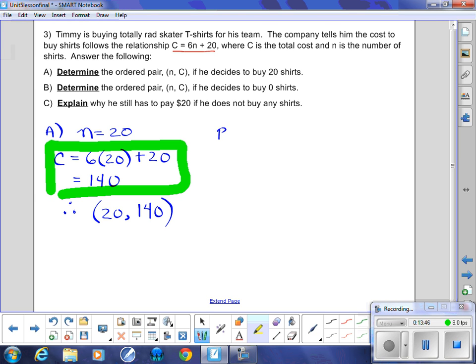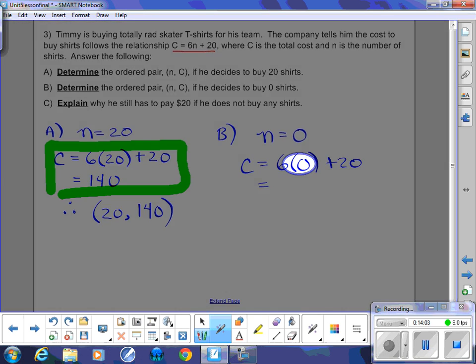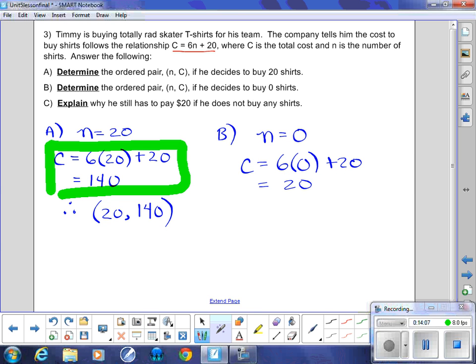B part, determine the ordered pair if he decides to buy 0 shirts. Well, if N equals 0, C would equal 6 times 0 plus 20. So you do your multiplication first. 6 times 0 is 0, plus 20. So you end up with 20. So the coordinate would be (0, 20).